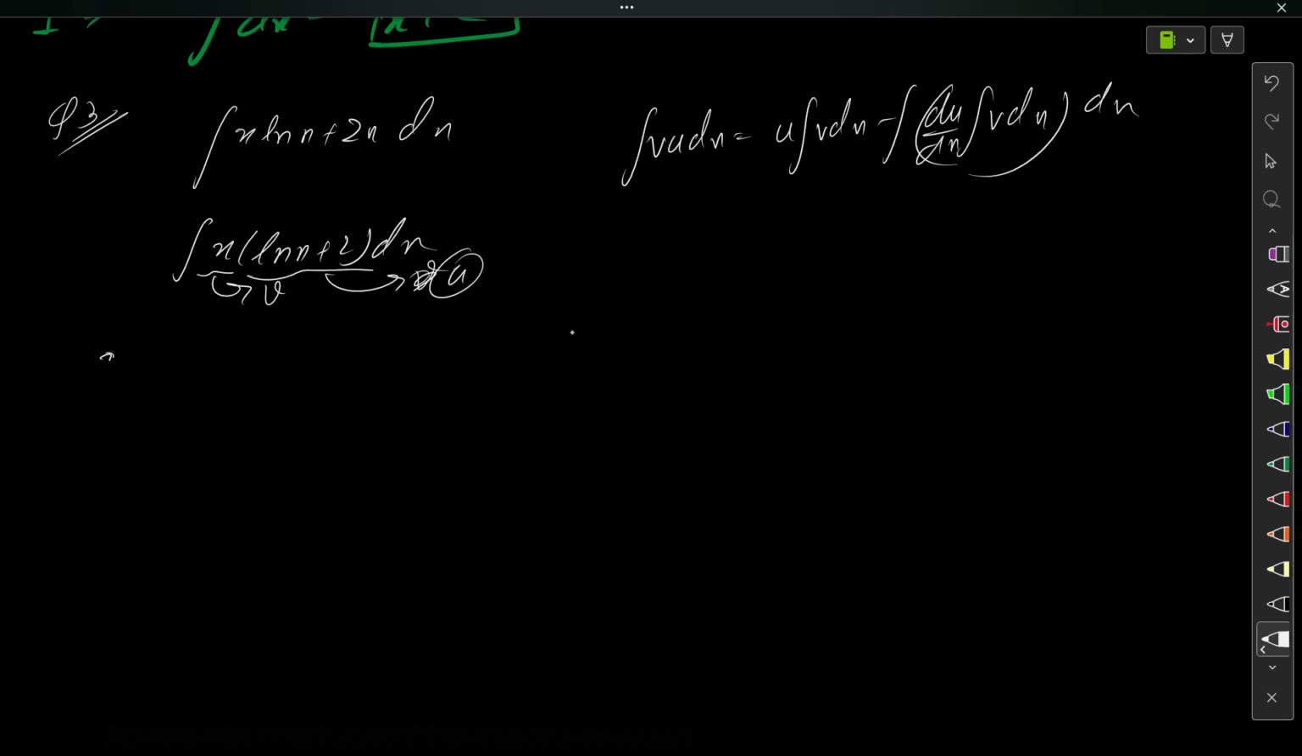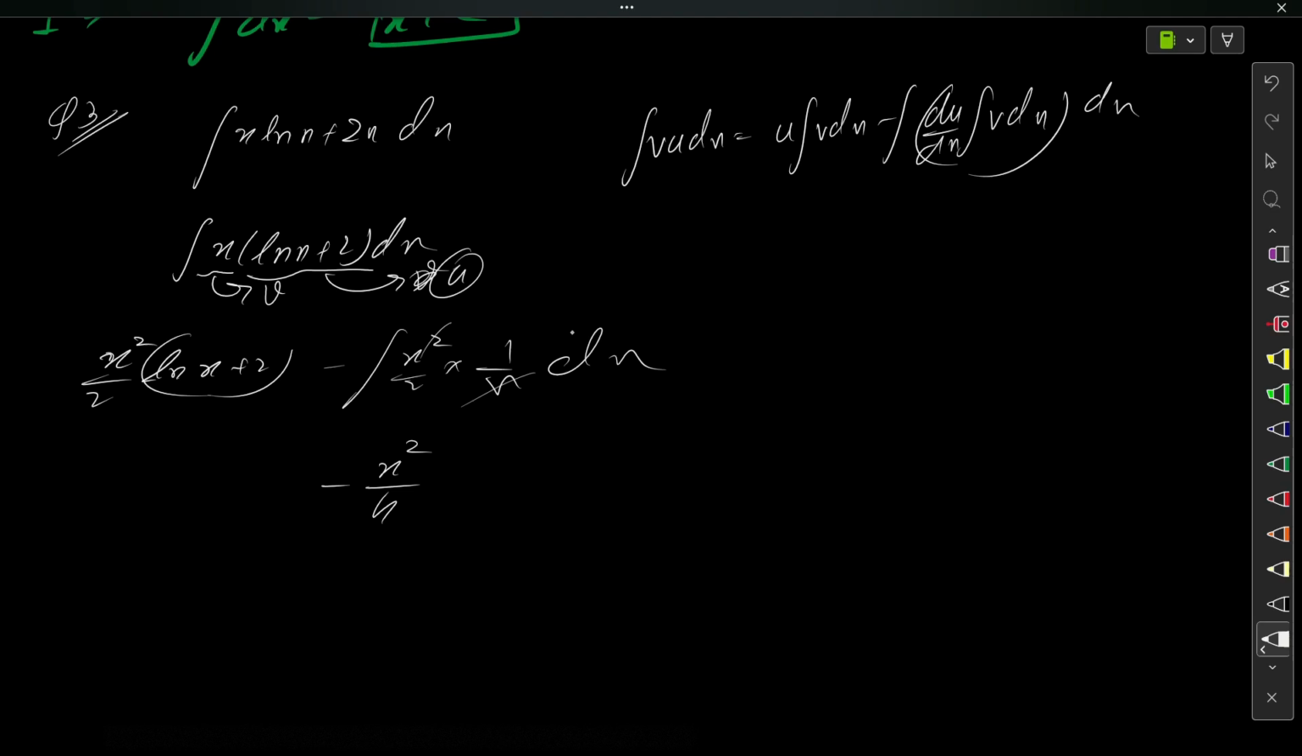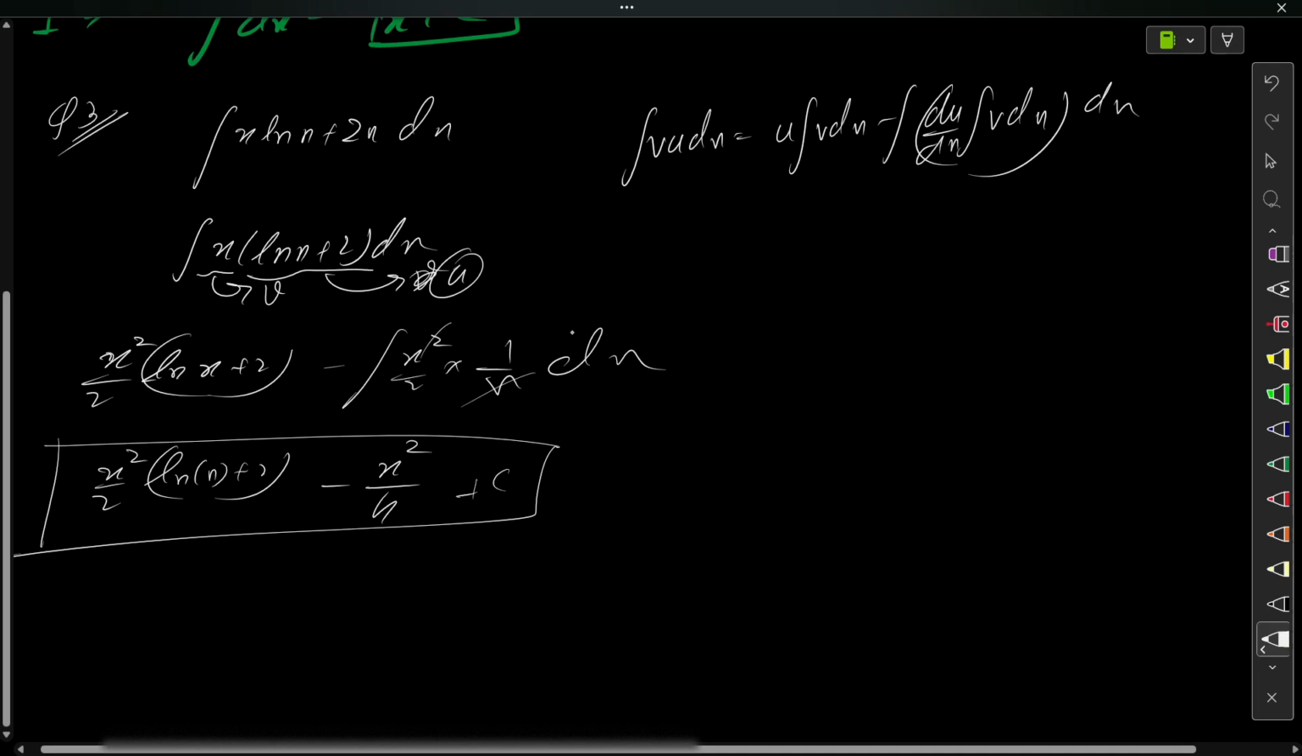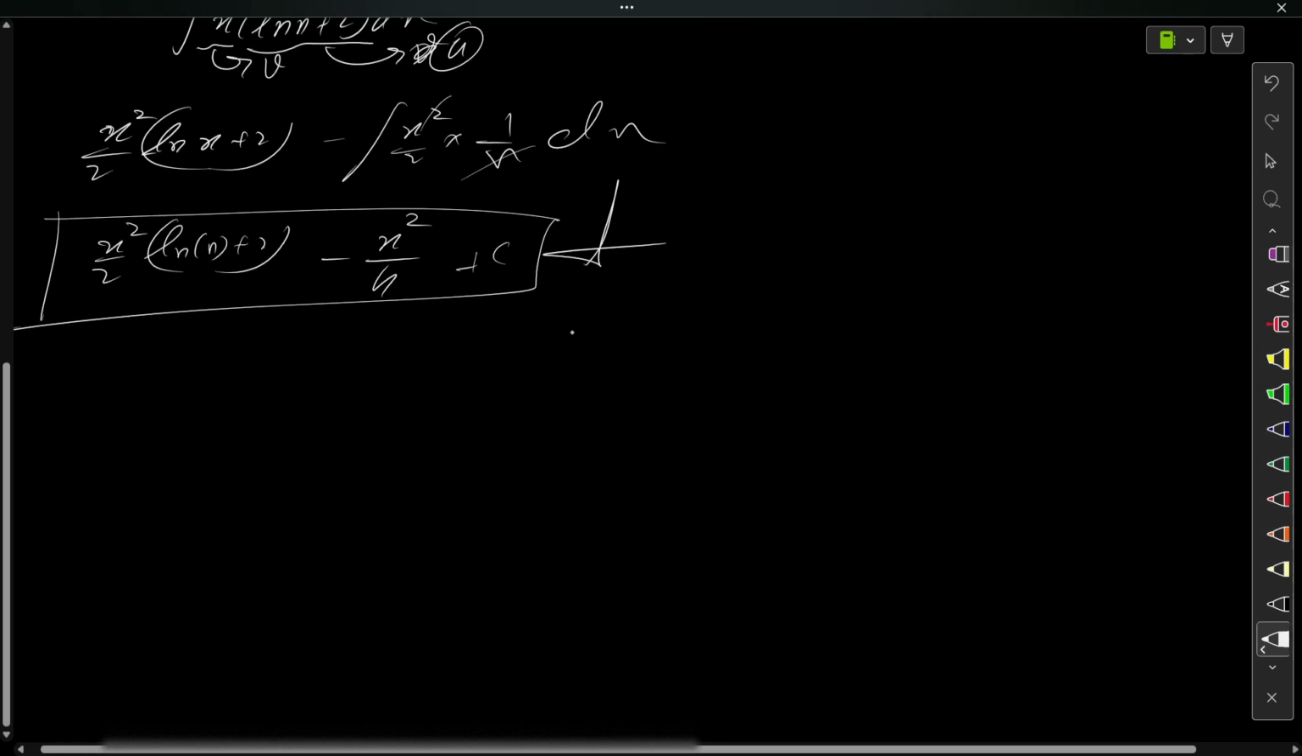So I'll be getting x squared by 2 times (ln x plus 2) minus the integral of x squared by 2 multiplied by 1 over x dx. So x and x got cancelled, so we're left with x squared by 2 multiplied by (ln x plus 2) minus x squared by 4, plus c. Here's our answer. It's a sin not to write c, so it's very much important.